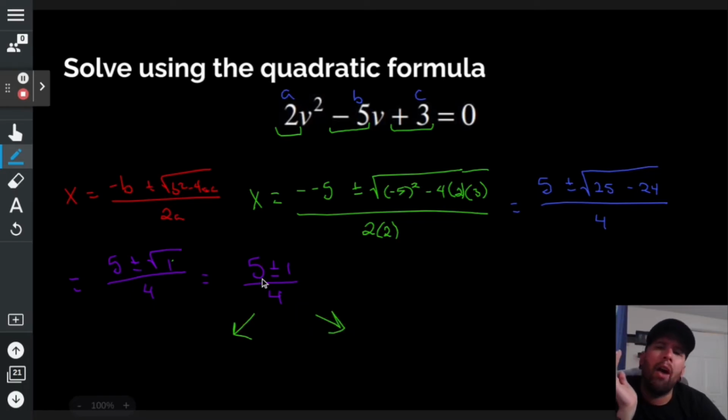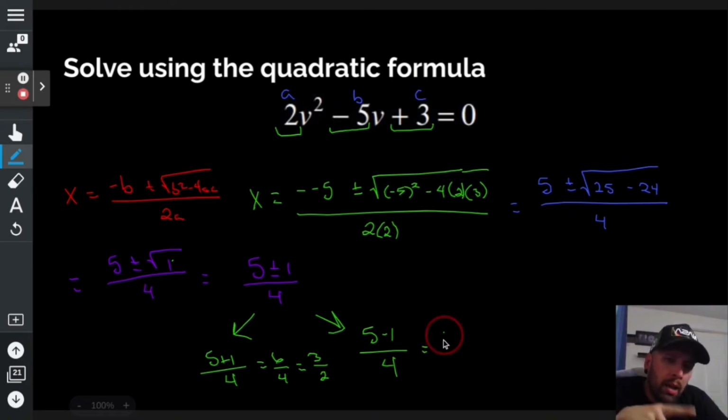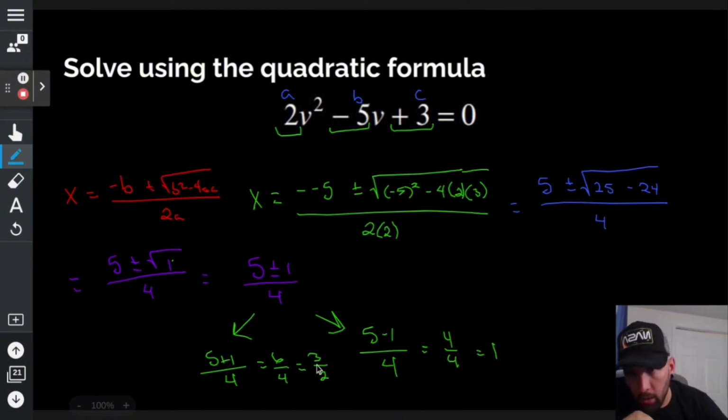Okay? 5 plus 1 over 4 and 5 minus 1 over 4, because that's what plus or minus means. 5 plus 1 over 4 is 6 over 4, which is 3 over 2. Capiche? 5 minus 1 is 4 over 4, and 4 over 4 is 1. So x equals 3 over 2, and x equals 1, and that is my solution.